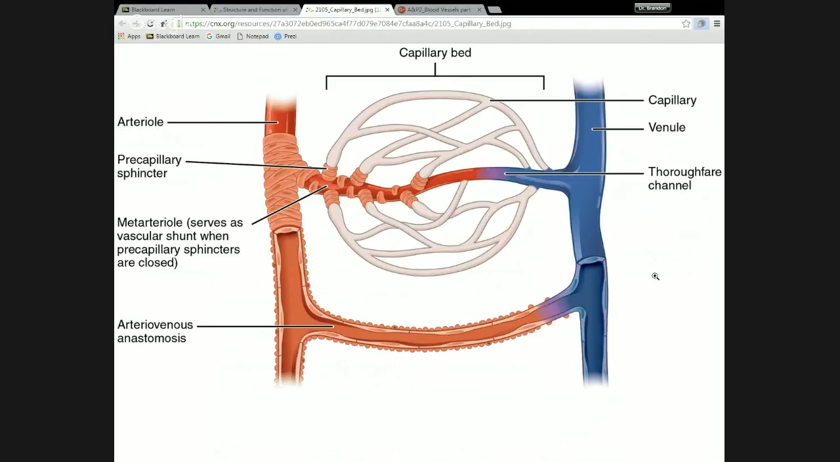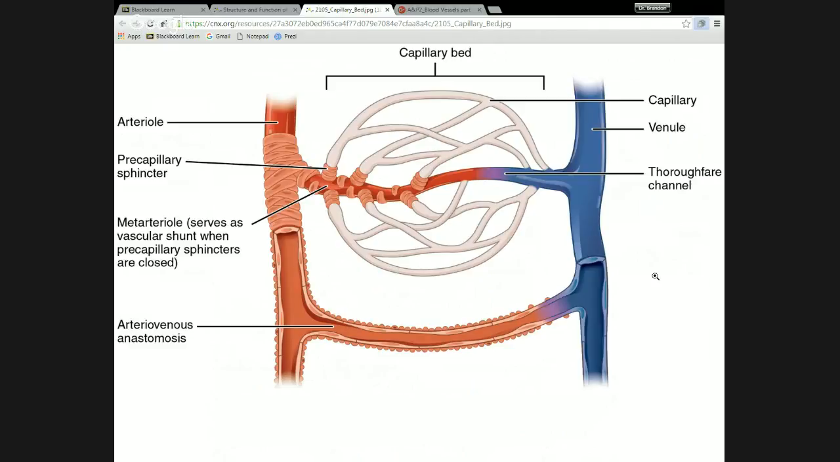And down at the bottom, we have what's called an arteriovenous anastomosis. An anastomosis is a blood vessel that bypasses other parts of circulation. And so this anastomosis bypasses a capillary bed by going directly from the arteriole to the vein. For the sake of this depiction, it's right next to the capillary bed, but more likely this type of anastomosis would be removed a bit from that.